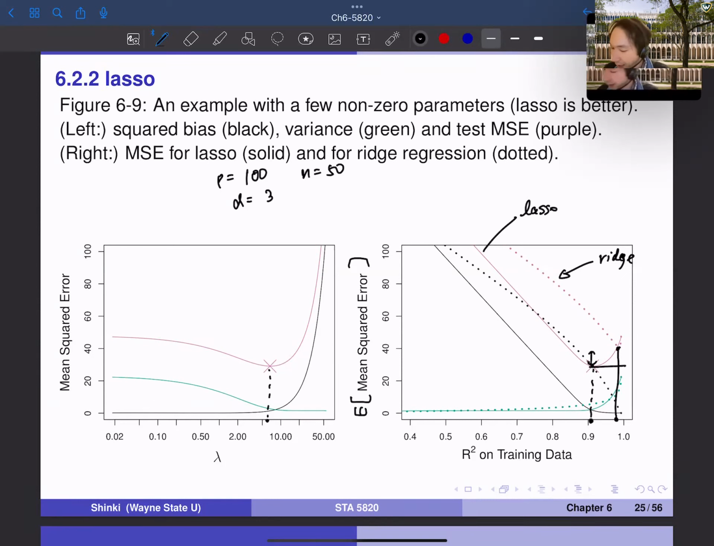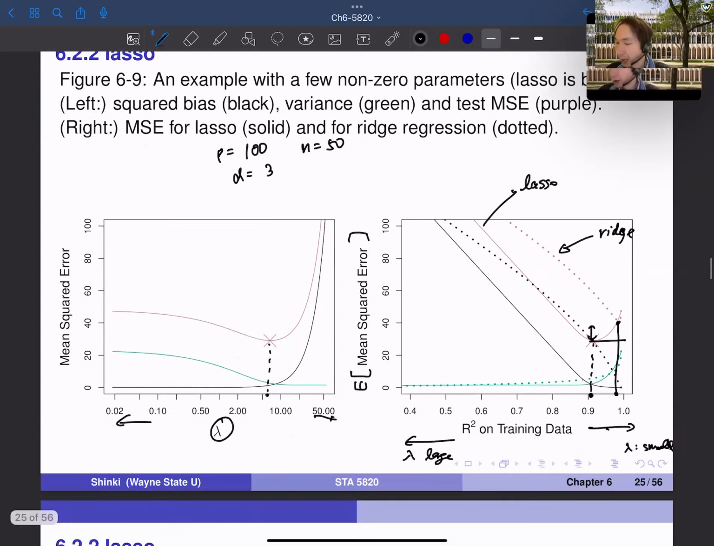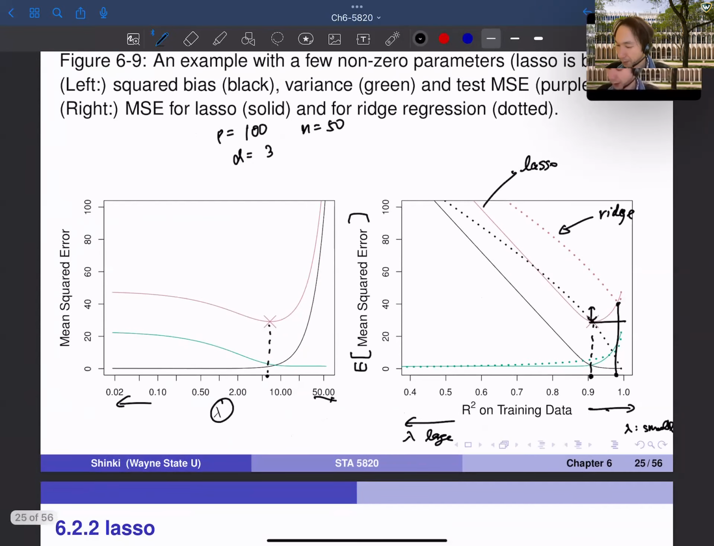Sorry, the lambda is examined here, and also lambda is examined here. So lambda is large, or lambda is small. But anyway, even if we choose the optimal lambda for each model, each of the lasso and ridge, you can see the lasso regression performs better in this case. So it really depends on the data which method is better.